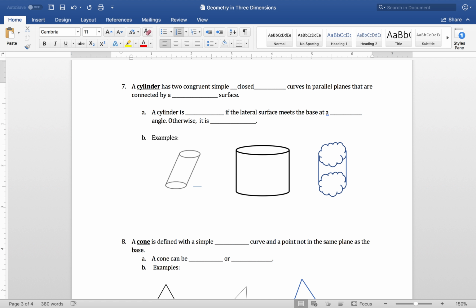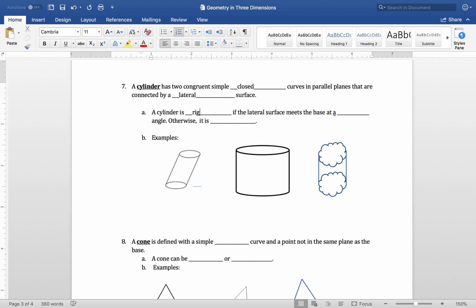We had polygons in our parallel planes, our top and bottom. Now we can have anything that's simple and closed. So we might have shapes like a circle. Then we might have crazy shapes like a cloud. They don't actually have to have a shape type name. And then it's going to be connected by our lateral surface. And the lateral is, again, just our middle.